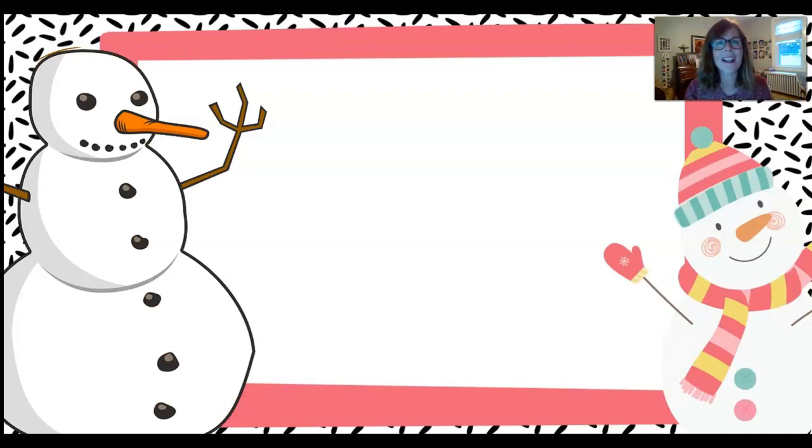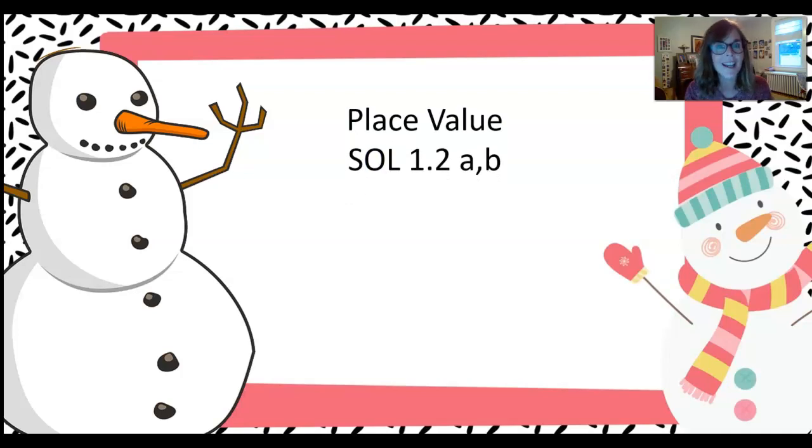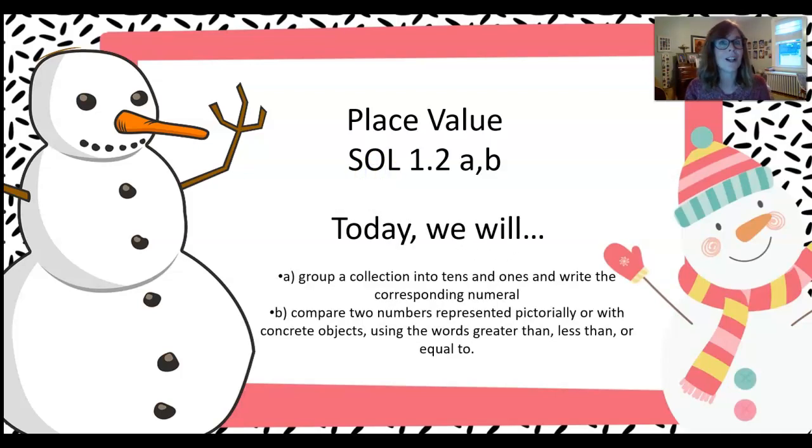So, we're going to have a great math lesson today about place value. This is Standard of Learning 1.2, and there are three parts to this standard. We're going to touch on two of them today. We're going to work on grouping a collection of objects or items into tens and ones and writing a corresponding numeral. And we're going to try to really understand what that means. We're also going to compare two numbers and use words like greater than, less than, and equal to.